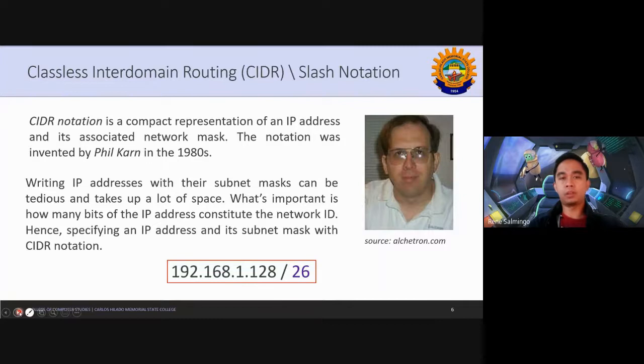CIDR notation is a compact representation of an IP address and its associated network mask. The notation was invented by Phil Karn in the 1980s. Writing an IP address with a subnet mask can be tedious, as in yesterday's example, and it takes up a lot of space. What is important is how many bits of the IP address constitute the network ID, hence specifying the IP address and its subnet mask with CIDR notation.